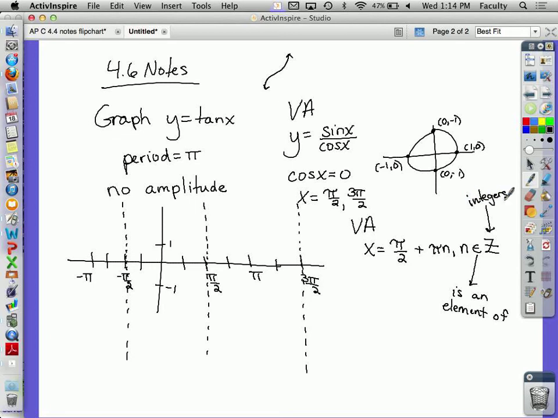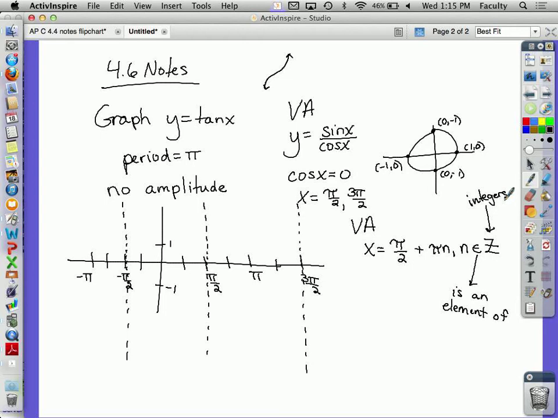We don't use I because I is reserved for imaginary. Irrational, they use the letter Q. If you get to some advanced math, if you're going to go into engineering, you'll go through Calc 3 and differential equations, so you'll see a little bit more of that. But let me say it again. It's x equals pi over 2 plus pi times n, where n is an element of the set of integers.